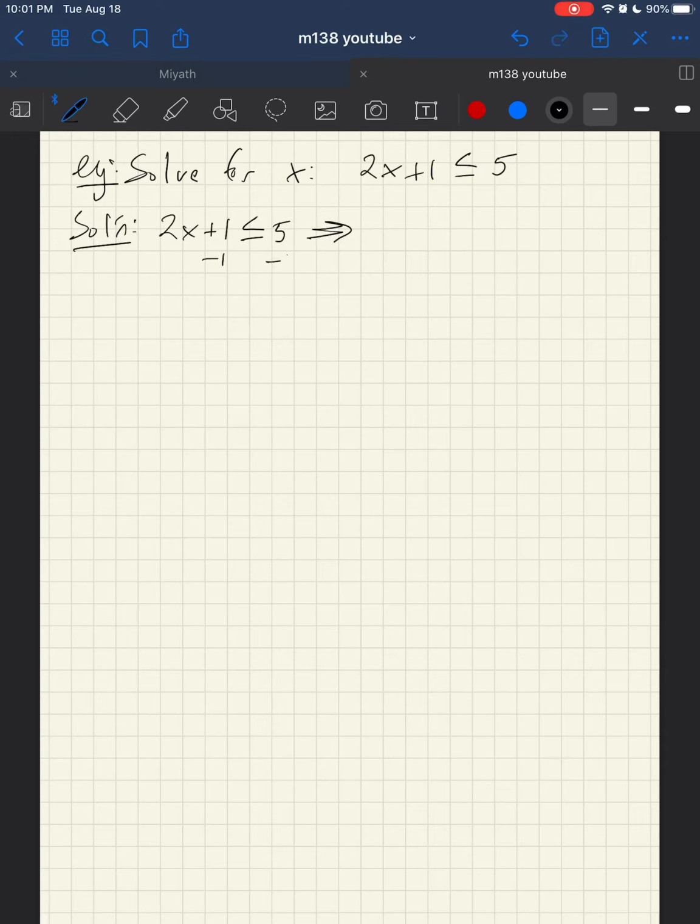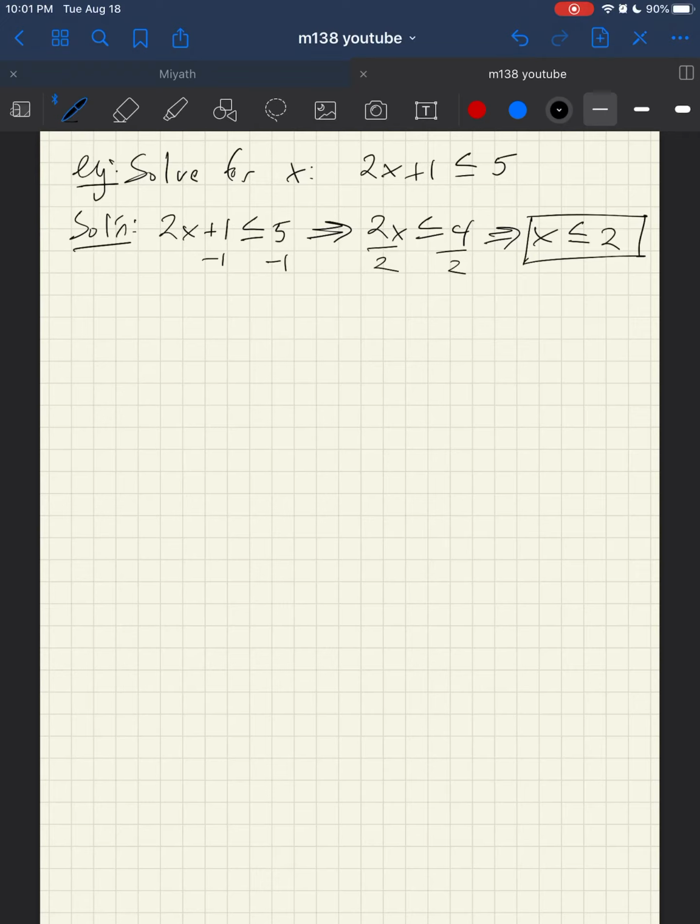I'll subtract 1 from both sides. So I get 2x is less than or equal to 4. Divide both sides by 2. And I get x is less than or equal to 2. Now this is a fine answer, but I want to show you some other ways to communicate x is less than or equal to 2.